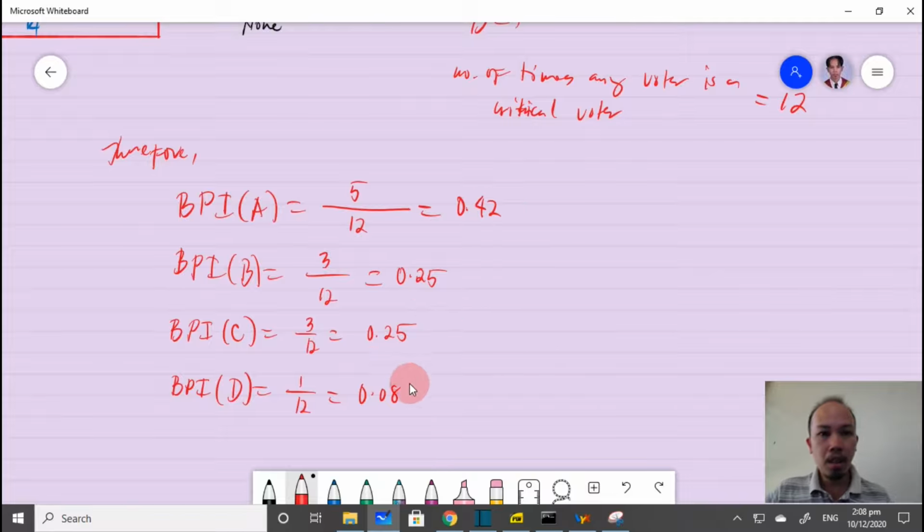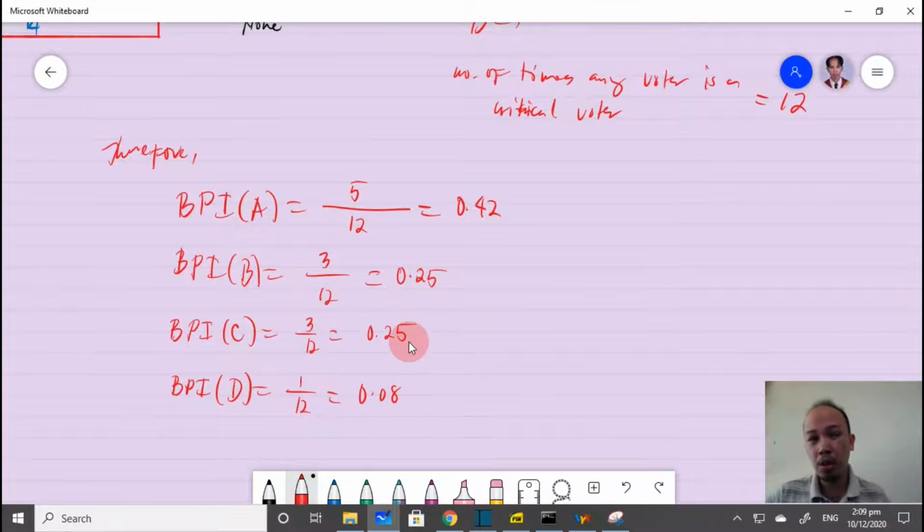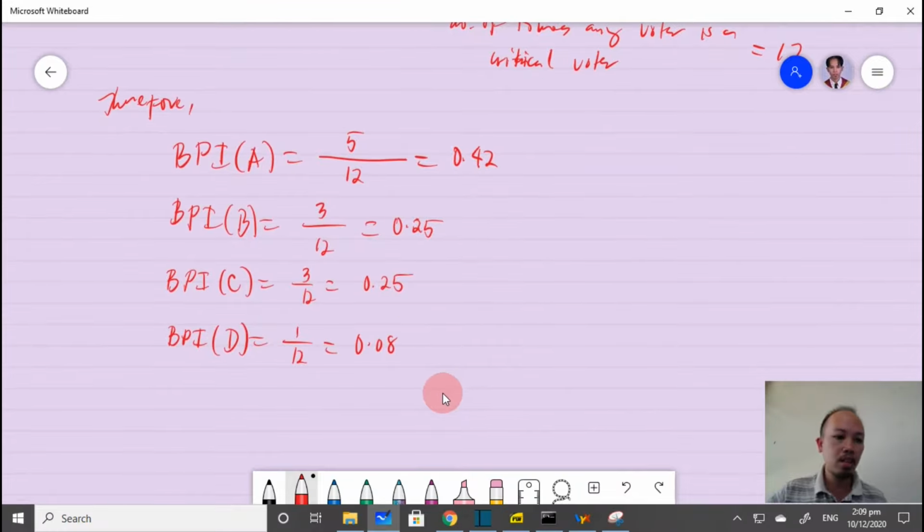As you can see, let me give you a remark here: the sum of the Banzhaf Power Index is always equal to 1. Depending on how you write the decimal expansion, sometimes it could be 0.99, but that's okay. It should not be greater than 1. So that's how you compute the Banzhaf Power Index.